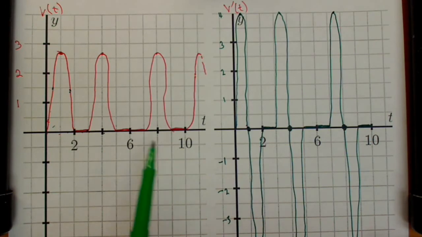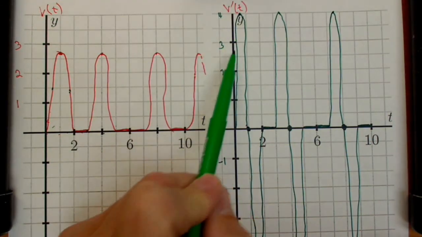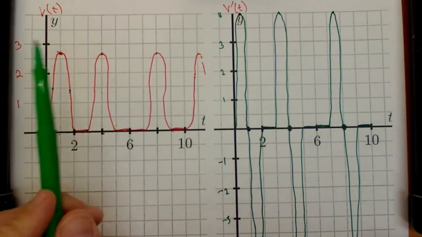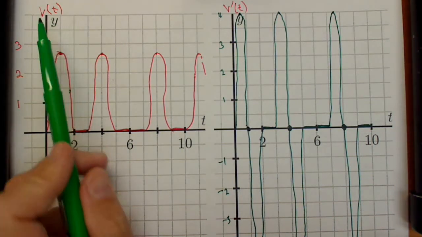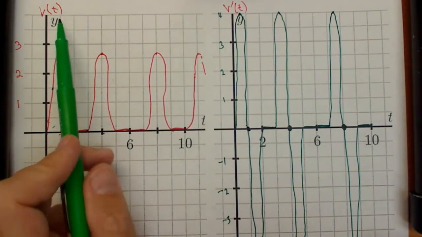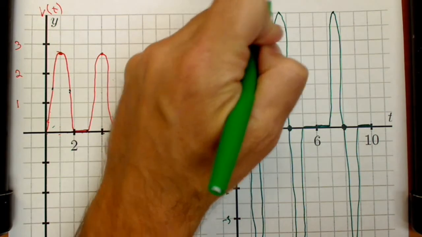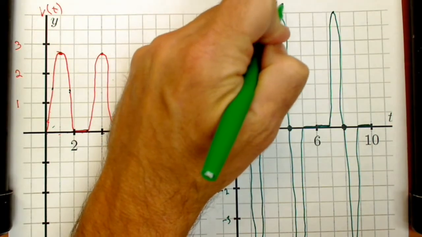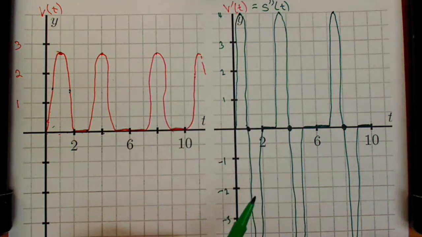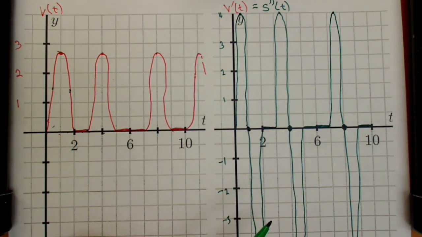So we're seeing the same relationships between this graph and this graph as we did between s of t and s prime of t, which we're calling v of t. Now v of t is what we would call s double prime of t, or the second derivative of our position function. And that's what we're going to be looking at in this section, is second derivative.